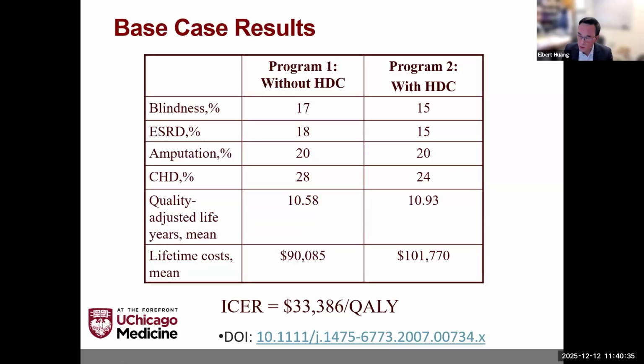This was not an evaluation of a new drug. It was an evaluation of using existing drugs and making sure that they were implemented. And this $33,000 per quality adjusted life year is a lot less than the tirzepatide cost effectiveness ratio I just showed you.